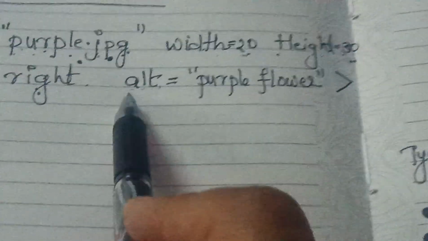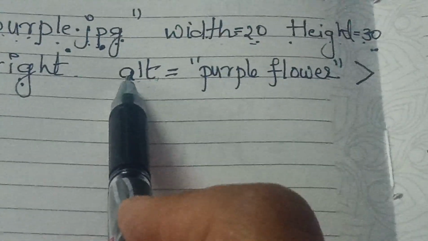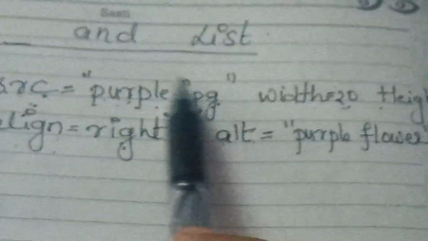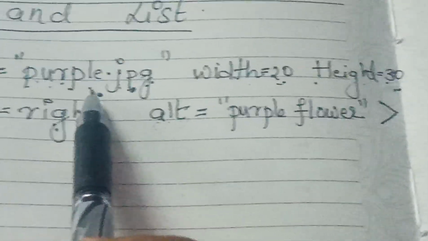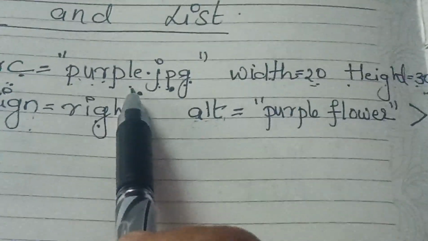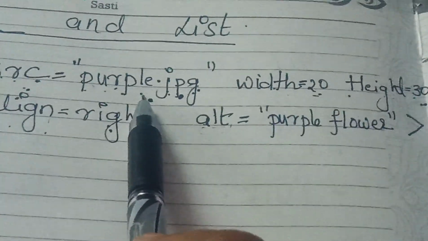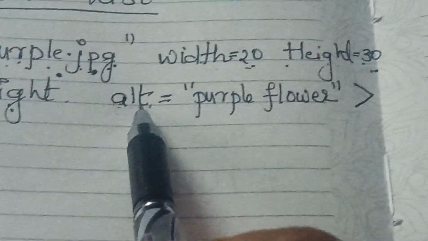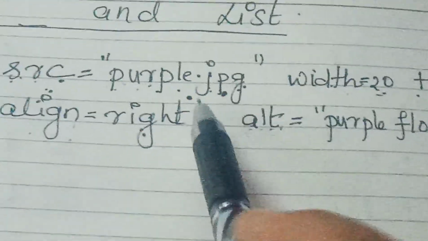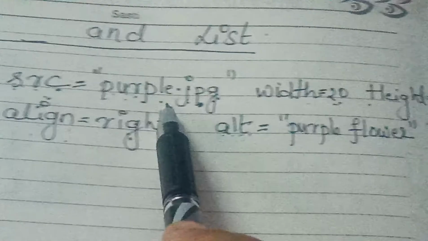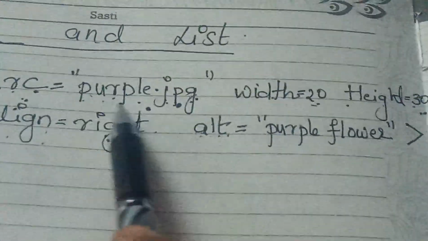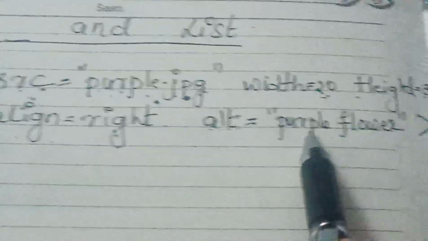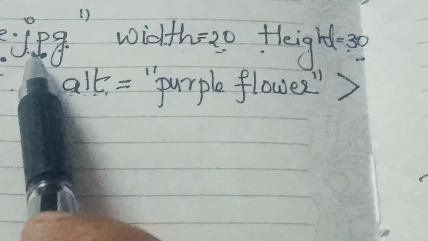Now there will be occasions when, because of some reason, the file or the picture or the image that I am going to load may not be available. In that case, I would like to display a text about the image that I am displaying. That can be done with the help of alt. Here I want to display the image of purple flower. So in case this image is not there or is not able to load, then it will show this text, purple flower, in place of the image.